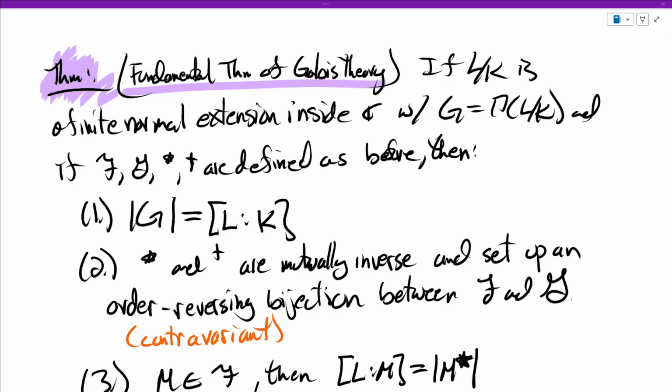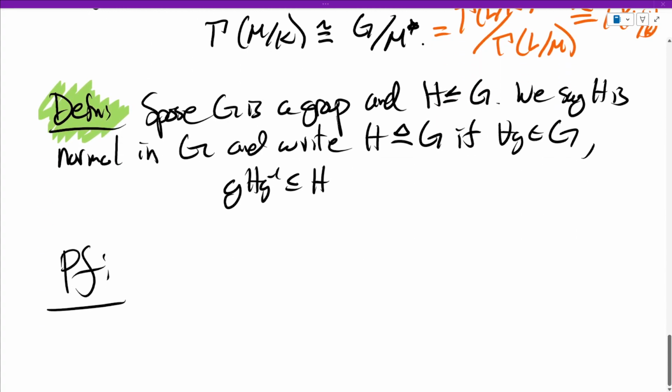Okay, let's prove it. So, reminder: finite normal extension, characteristic 0, G is the Galois group, F, G, star, dagger, as before. Let's go through these one by one. Since L over K is a finite normal extension, we already proved one. The collection of all automorphisms of L over K is precisely the order of the Galois group. So 1 was done. This was done in chapter 11.